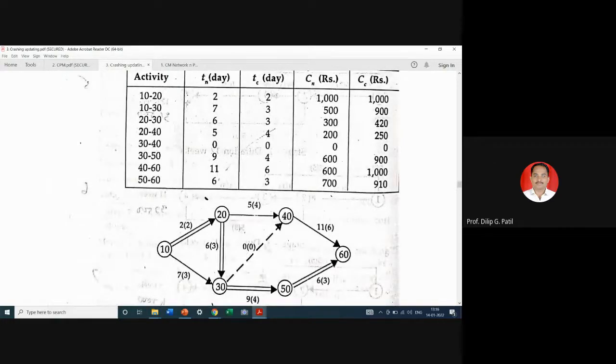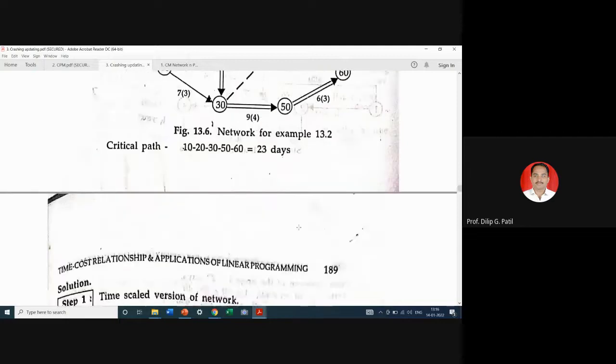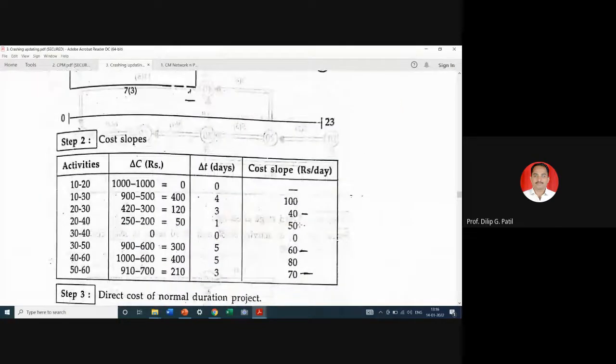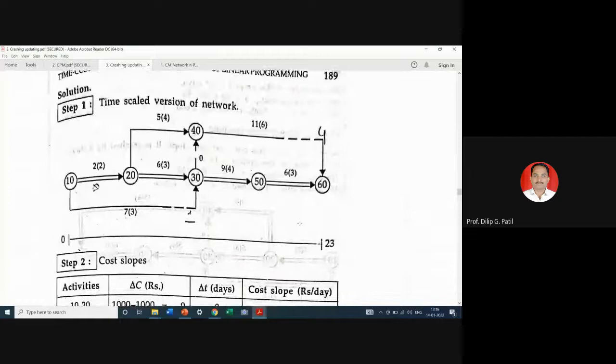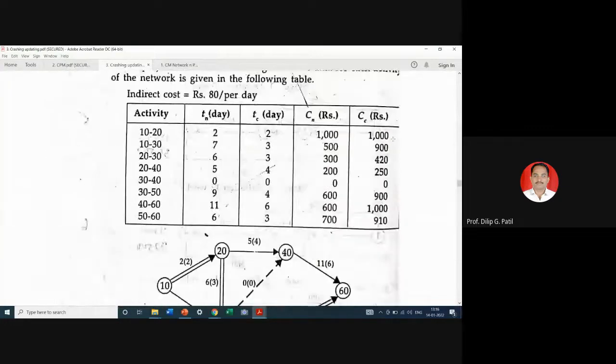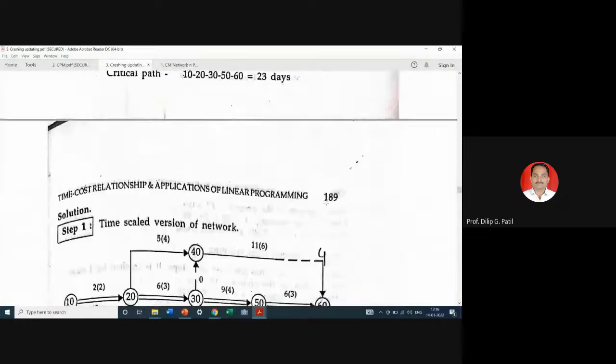So 10, 20, 1000; 20, 30, 900; 30, 50, 900; and 50, 60, 910. So I think out of these, which is having least cost loop? Sorry, these are not cost loops. Cost loops are here.